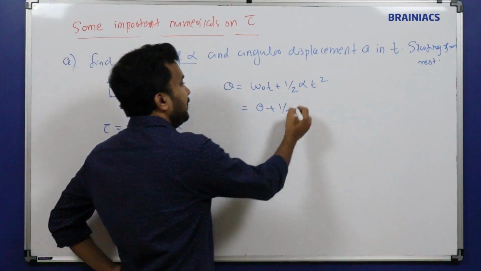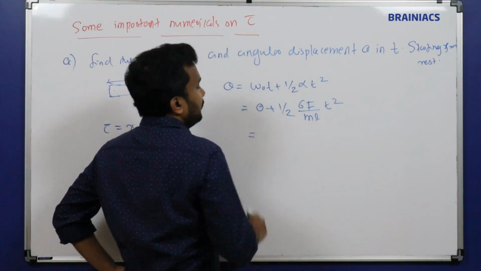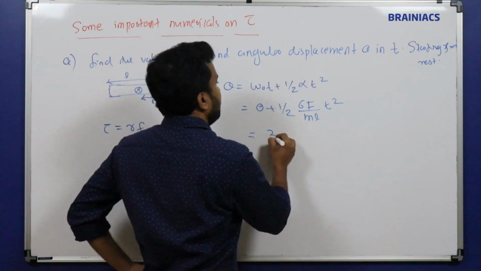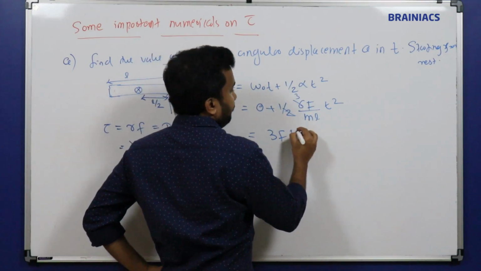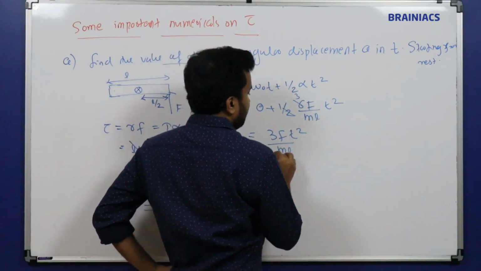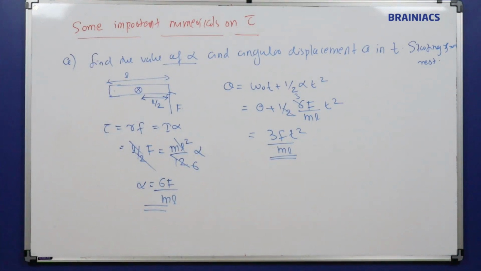Alpha is 6F by ml. 6F divided by ml into t square. So the answer will be equal to 3F. 2 and 6 will get cancelled, become 3. So 3F t square divided by ml is the angular displacement. Hope this is clear to you as well.